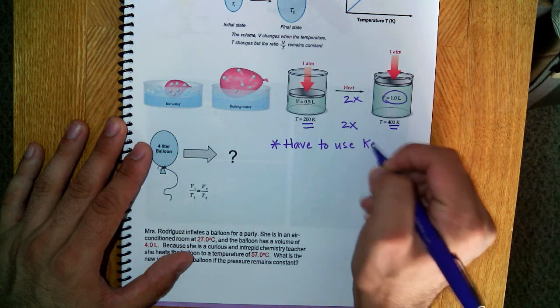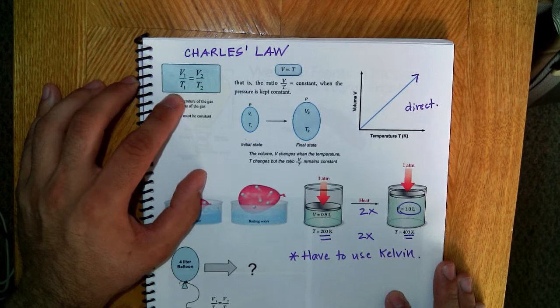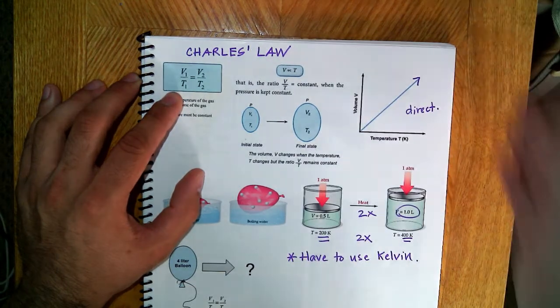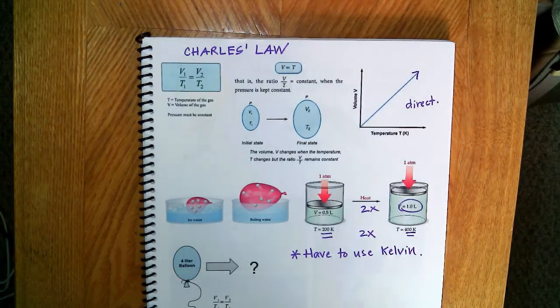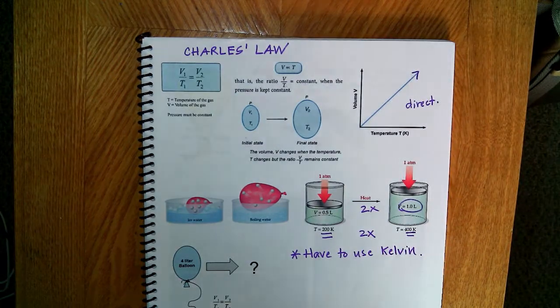You have to use the Kelvin temperature because we are using a proportion. Look, Charles's law is a proportion. It's set up as a proportion, so the variables that we plug in there have to be proportional to each other. We just said on the previous page that Celsius temperature and volume are not proportional. That's why we have the Kelvin temperature.